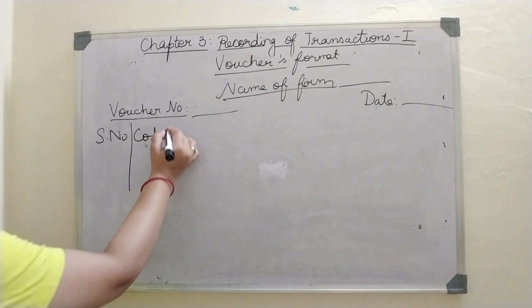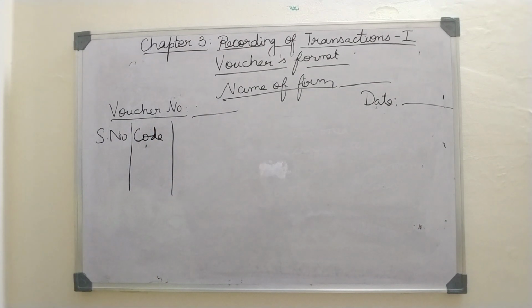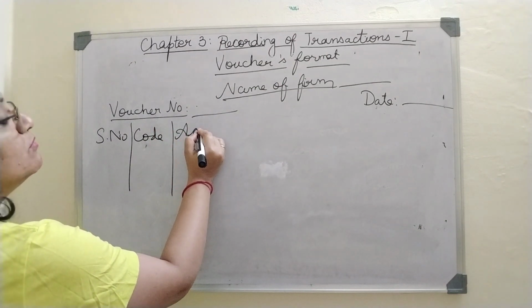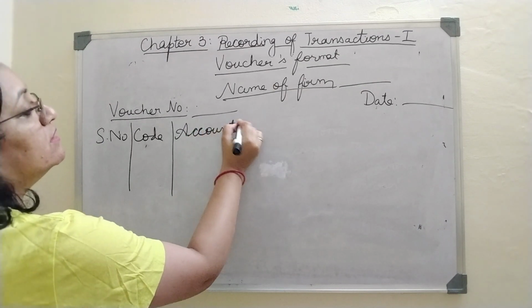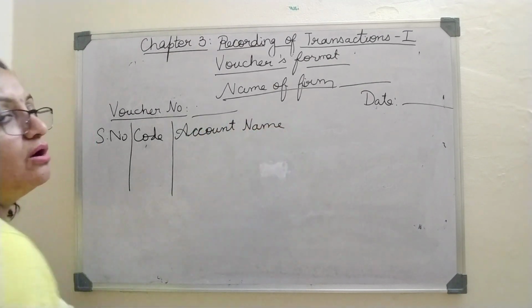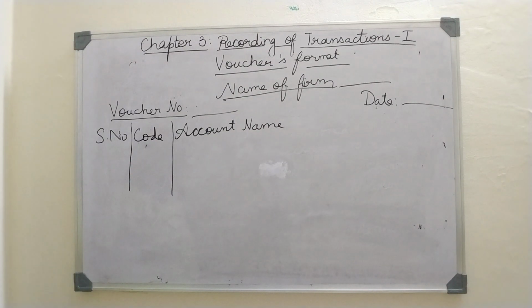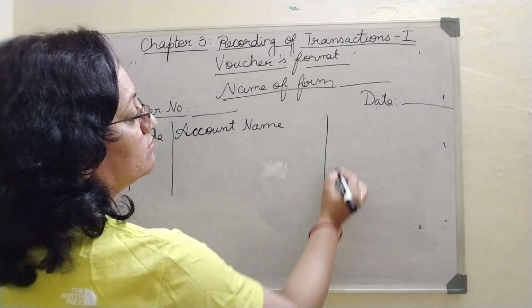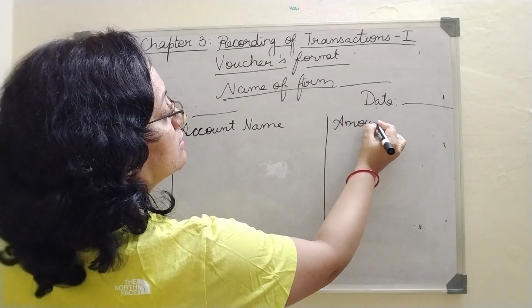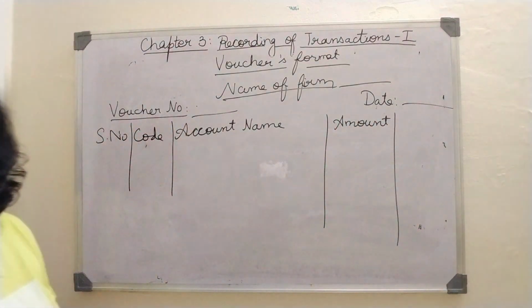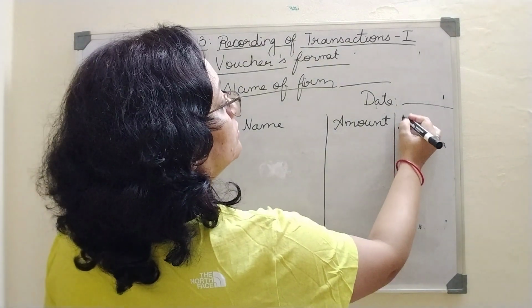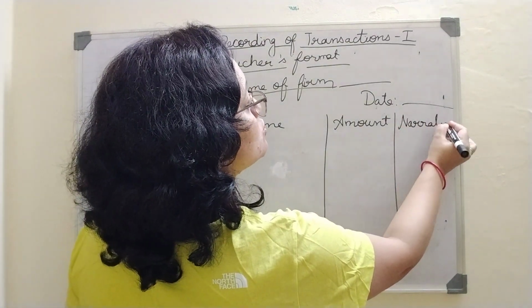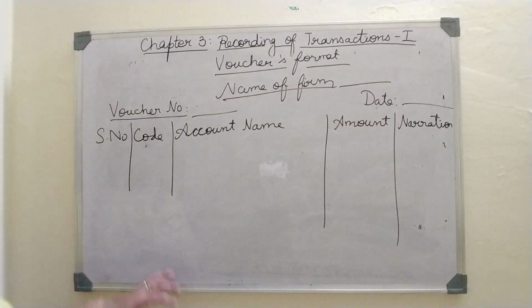Then after the code we mention the account name. Account name is the name of the person or what kind of account it is, whether it is an asset, a liability, or the name of any trader, whatever it is, it should be mentioned. Then the amount: how much is the amount? Then at the end we can refer to the narration. Narration means goods sold, goods purchased, or whatever it is. So this is the general format followed for debit as well as credit accounts. Now in detail you will come to know about all these things.